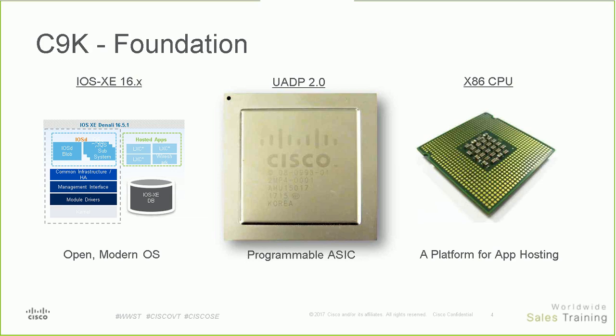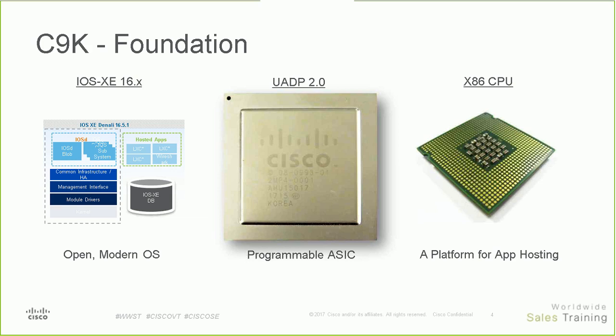So the protection of the investment is huge, right? Not only because it's Cisco, you know, robust platforms, but because it will be ready to adapt to features and standards that don't exist today. How? Because I can program that UADP. So that's the message.